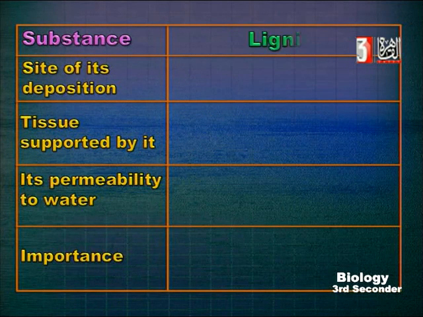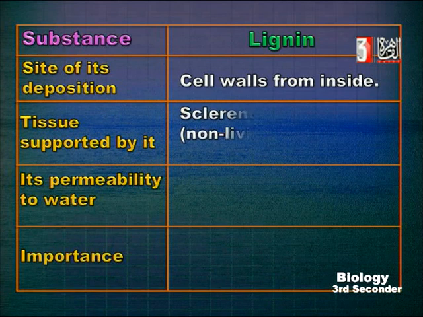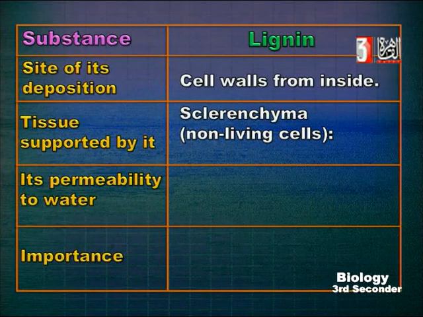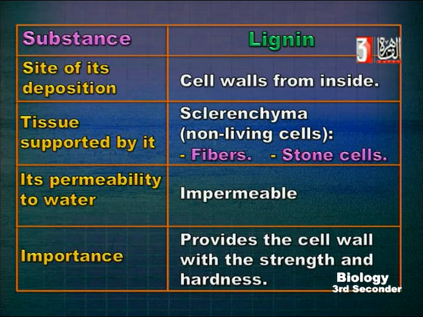Okay, another substance, lignin. Lignin is present in the cell wall from inside. It is present in sclerenchyma, non-living cells, because lignin is impermeable to water. Types of sclerenchyma are fibers and stone cells. Lignin provides the cell with strength and hardness, with less flexibility.